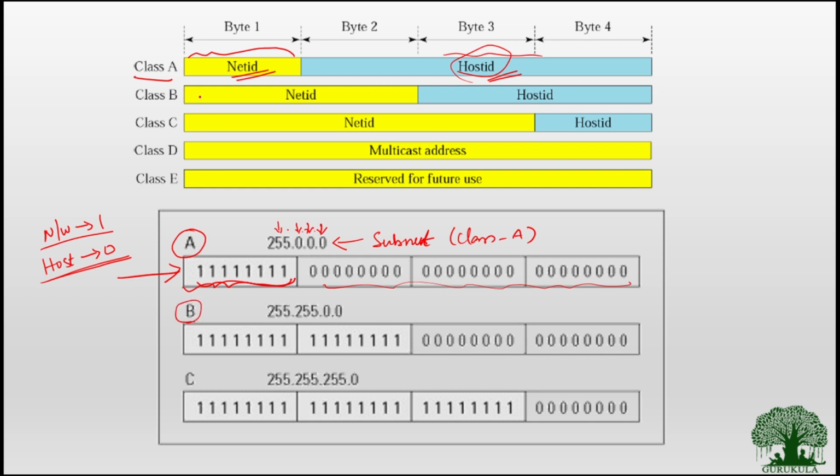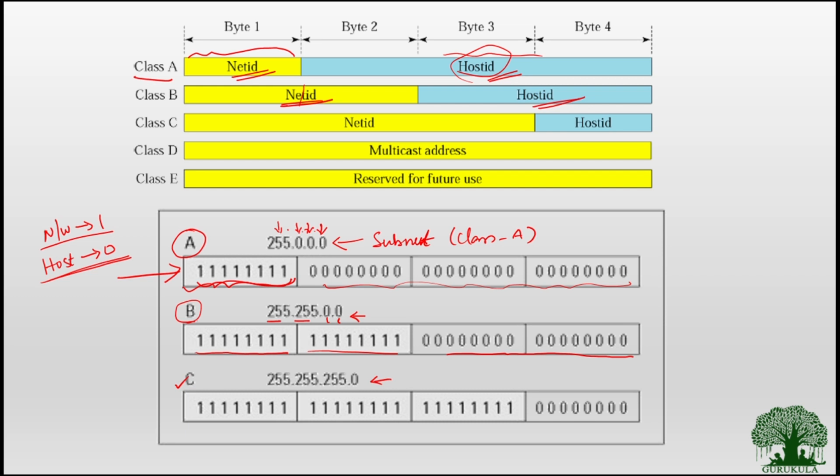Similarly for class B, 16 bits are meant for the net ID and 16 bits are meant for the host ID. So I have to mark 16 bits as 1 and 16 bits as 0, and we get 255.255.0.0. This is the default subnet mask for class B. And similarly for class C, the default mask would be 255.255.255.0.